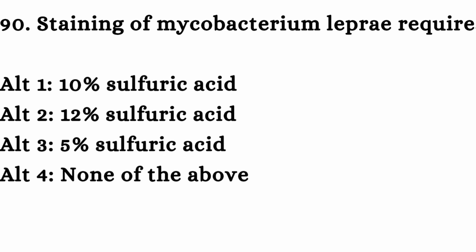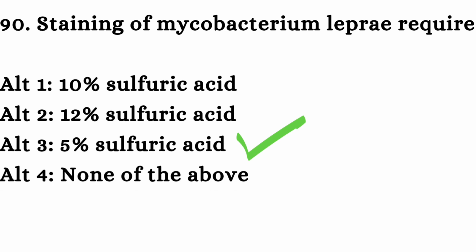Next question. Staining of Mycobacterium leprae requires option 1 10% H2SO4, option 2 12% H2SO4, option 3 5% H2SO4, option D none of the above. Mycobacterium leprae requires 5% sulfuric acid. In case of Mycobacterium tuberculosis, it will be 20% sulfuric acid. In leprae, it is 5%.